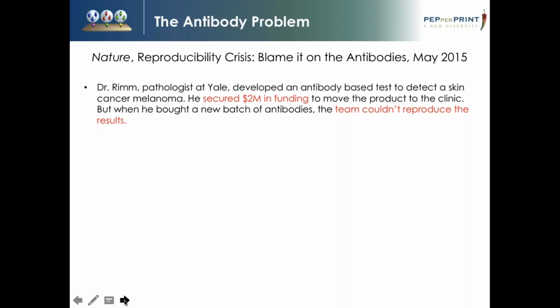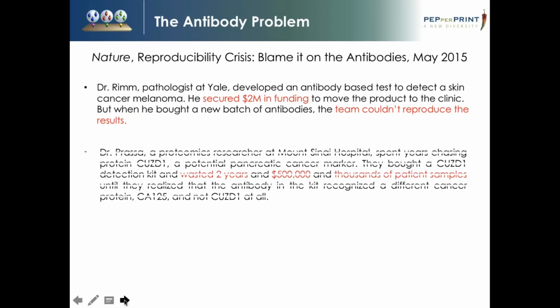But when he bought a new batch of antibodies, the team couldn't reproduce the results. Dr. Prasa from Mount Sinai spent years chasing this potential pancreatic cancer marker, and they bought a detection kit from a commercial vendor. They ended up wasting 2 years, $500,000 and thousands of patient samples until they realized that the antibody in the kit recognized a different cancer protein than they thought it was.